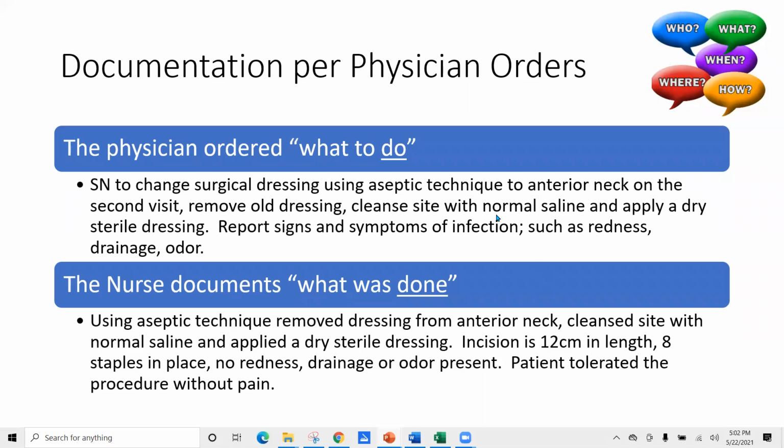So let's go back to documentation now. So we have our order here. We've seen that a couple of times. Now, what should the nurse write for compliant documentation? What was done related to what to do? Using aseptic technique, remove dressing from anterior neck, cleanse site with normal saline, and apply dry sterile dressing. Matches the order. But we also want to say what that site looks like. So the incision is 12 centimeters in length, 8 staples in place, no redness, drainage, or odor present, and patient tolerated the procedure without pain, hopefully.